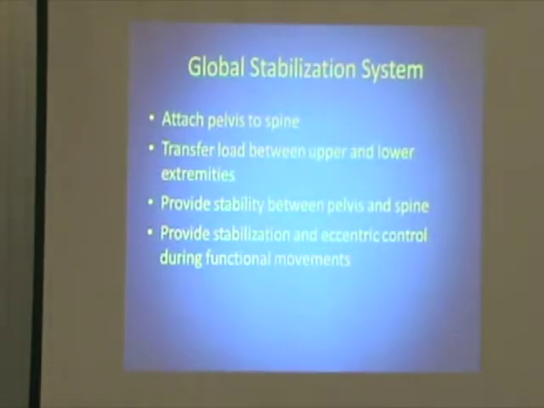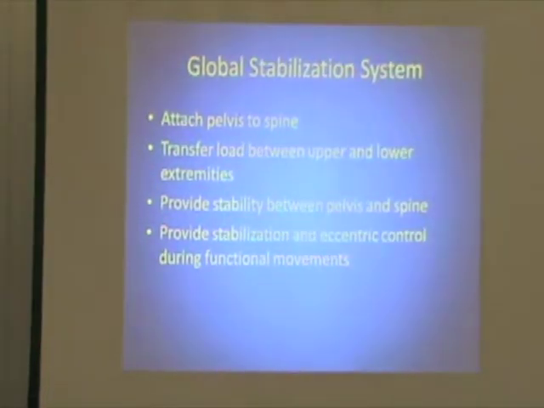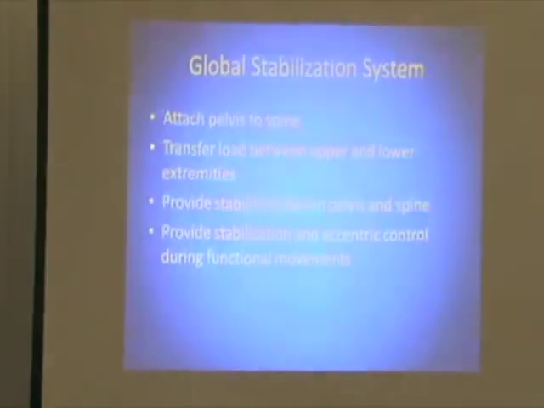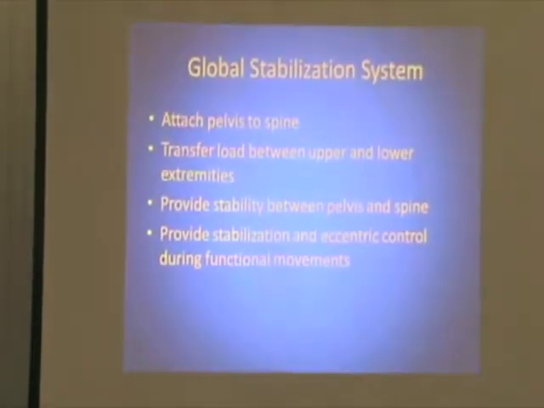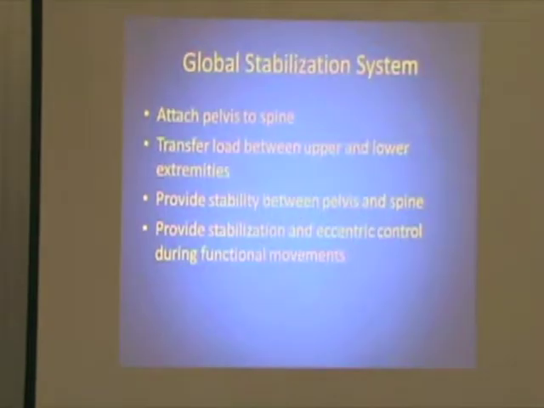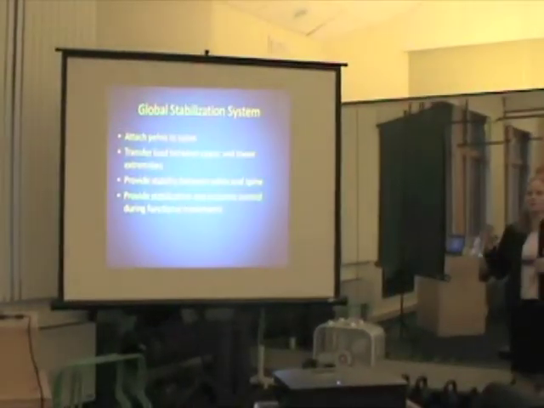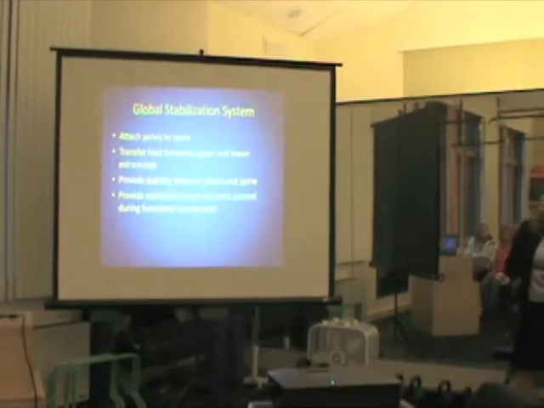Then you've got your global stabilization system. These are the muscles that attach from your spine to your pelvis, so we're not just in the spine anymore. They're going to help transfer the load between your upper and lower extremities, and they do this by providing stability between the pelvis and the spine so that force doesn't get lost as it's moving through your torso. They're also really important for providing stabilization and control when you're doing functional movements.